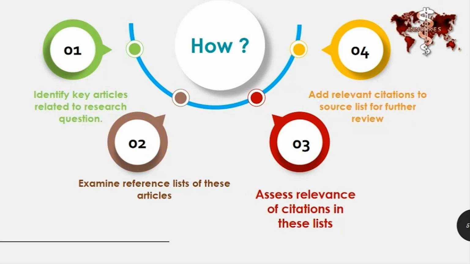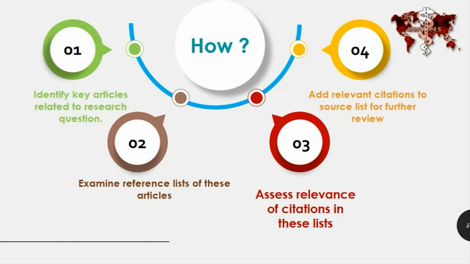The third step, I think, which is the most important step, is to assess the relevance of the citations in this list. What it means is that once the reference lists are reviewed, you must assess whether the cited sources are actually relevant to your research. This step involves determining if the resources can contribute to answering your research question or provide useful information.